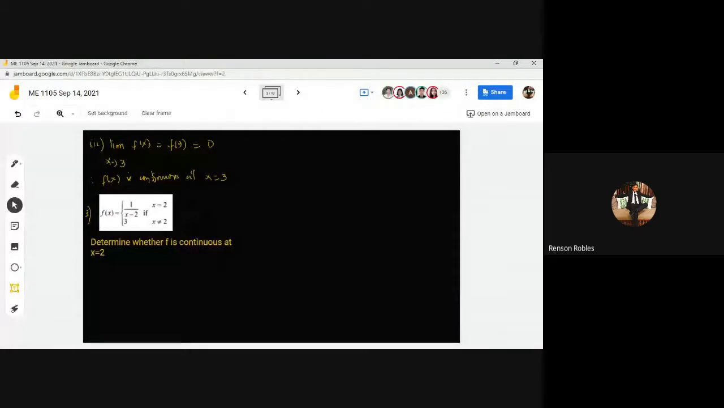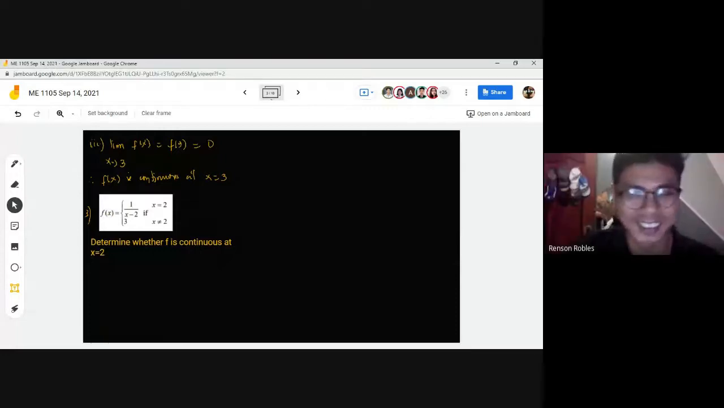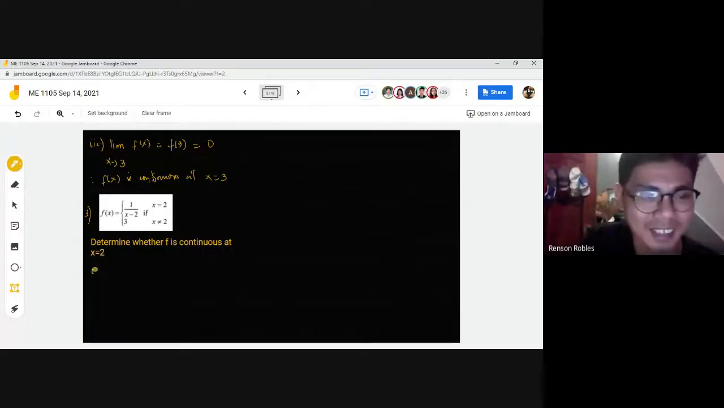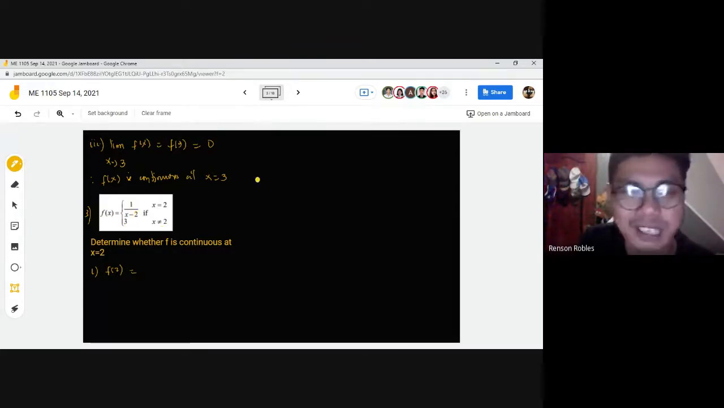Maybe that's why you're all taking time to think. Sige, ako na lang. Nung kinukuha natin f of 2, you notice that when x is equal to 2 you use 1 over x minus 2. If x is not equal to 2 you use 3. So ang graph niyan kasi is ganito.